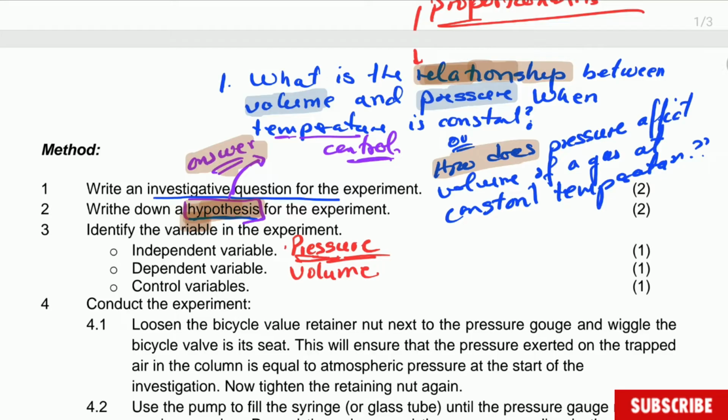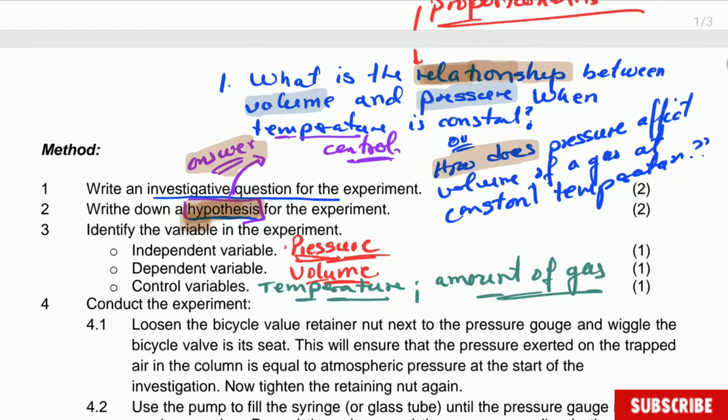Okay, now what is the control variable? Let's be careful here because they could ask you for more than one. For sure, temperature. So make sure you know the temperature is one of the control variables. And yes, there's another one, amount of gas. We're keeping the amount of gas constant. We didn't change the amount of gas. We're only changing the volume of the gas.